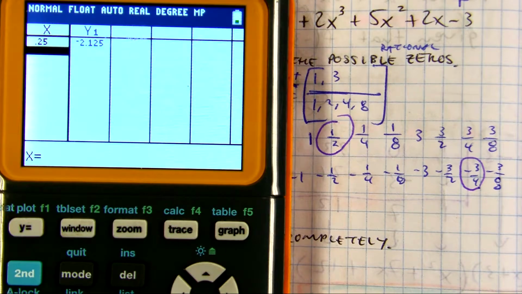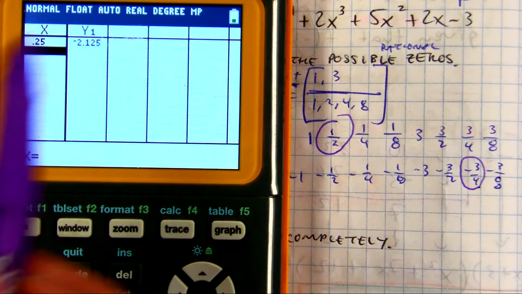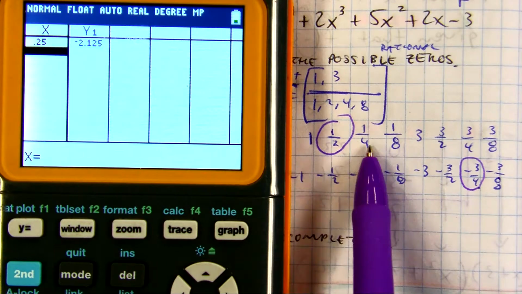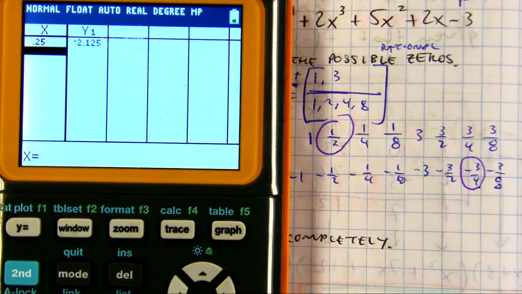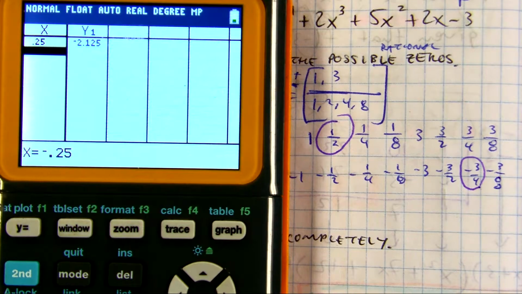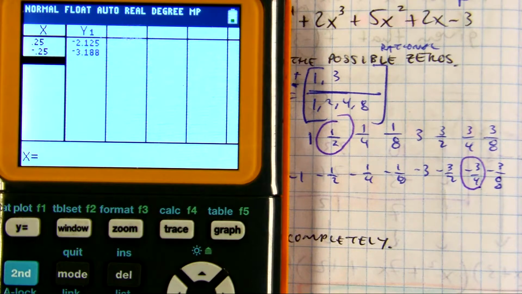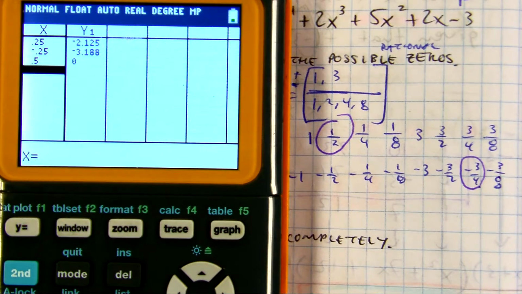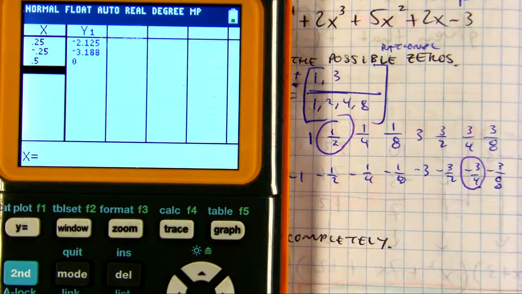Class, does it have a remainder of 0? No. Is it a factor? No. Let's try negative 0.25. Class, does it have a remainder of 0? No. Is it a factor? No. 0.5. Yep. Class, does it have a remainder of 0? Yep. Is it a factor? Yep. That tells me where to start.